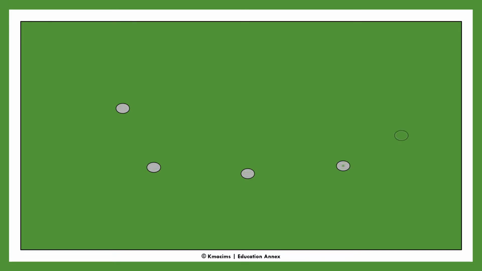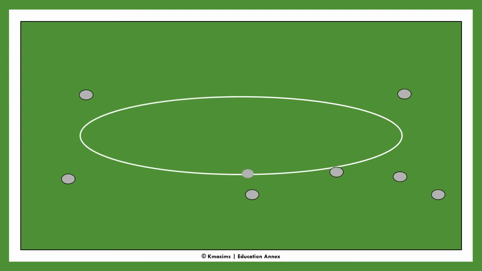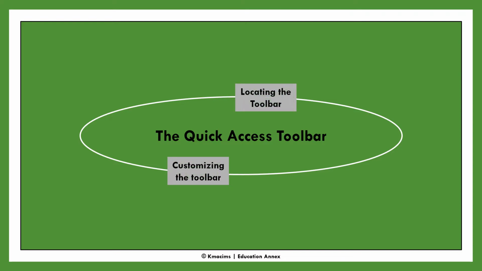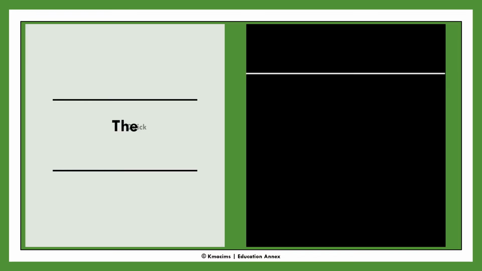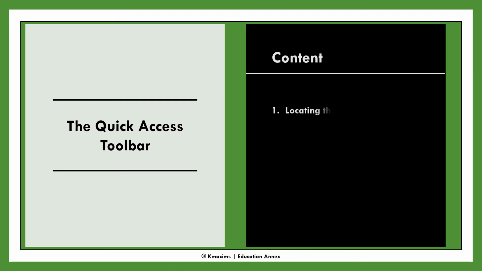In the lower versions of Microsoft Word, such as Word 2003 and below, we used to have the standard toolbar. But this toolbar disappeared in Word 2007, which was the first Word version that introduced the ribbon. Now, instead of the standard toolbar, the quick access toolbar was introduced. In this tutorial, we are going to discuss the quick access toolbar, looking at how to locate the toolbar and how to customize the toolbar.